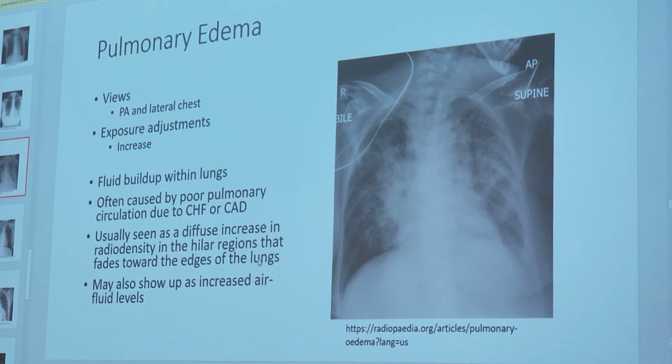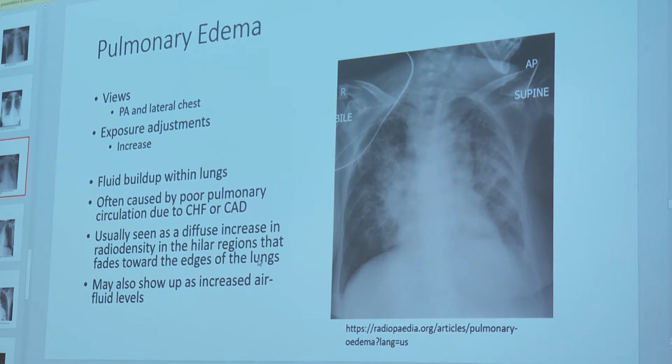That is a great piece of advice, right? Group pathologies with similar views. For example, pulmonary edema, right? We have PA and lateral chest. What about something like pneumothorax? What kind of views would you expect for a pneumothorax? PA lateral, so upright PA lateral, or now we also have decubitus as one of our possible views.